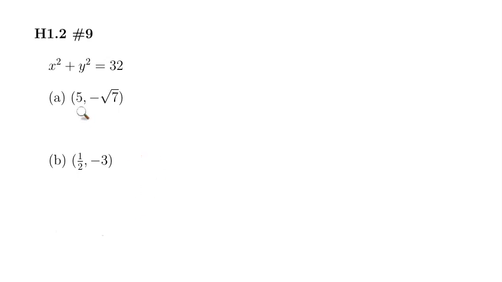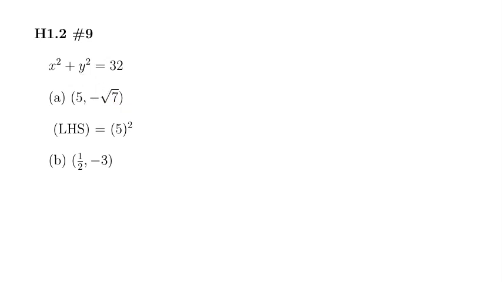We have the point 5 comma negative square root of 7. So x is 5 and y is negative square root of 7. Let's plug them in. We'll start with the right hand side, meaning x squared plus y squared. If you plug in 5 for x, you get 5 squared. Then we put the negative square root of 7 for y.